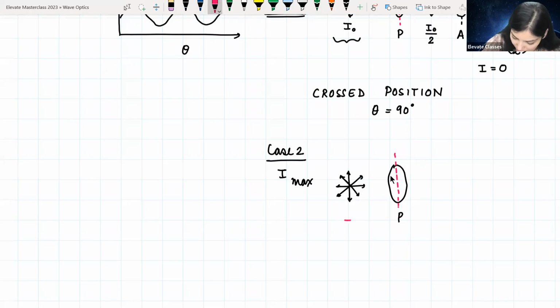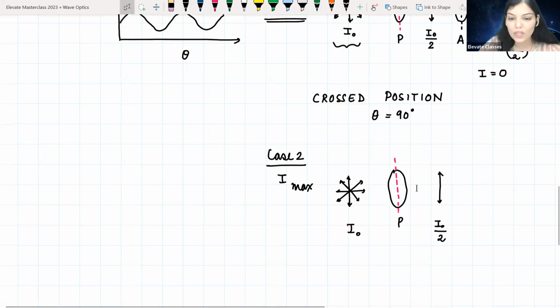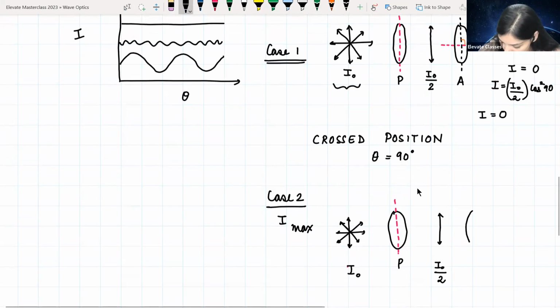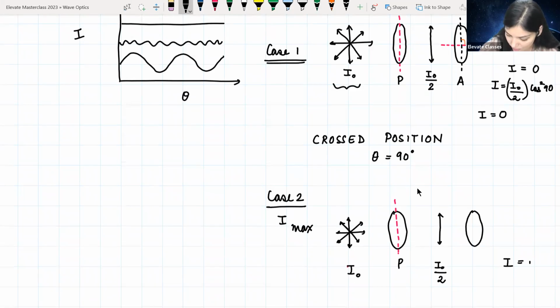So if this is I naught intensity, so I will get something like this, and the intensity is going to be I naught by 2. ठीक है, अब मैंने क्या किया है, यहाँ पर I have put another polarizer, but now यहाँ पे मुझे I जो मिल रहा है, it's the maximum value possible, I max है. That means that I should be equal to I naught by 2. I naught by 2 से कम नहीं होना चाहिए.